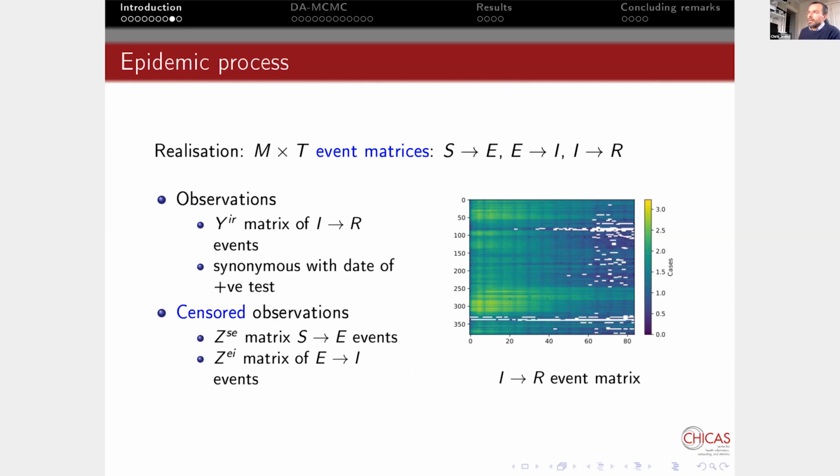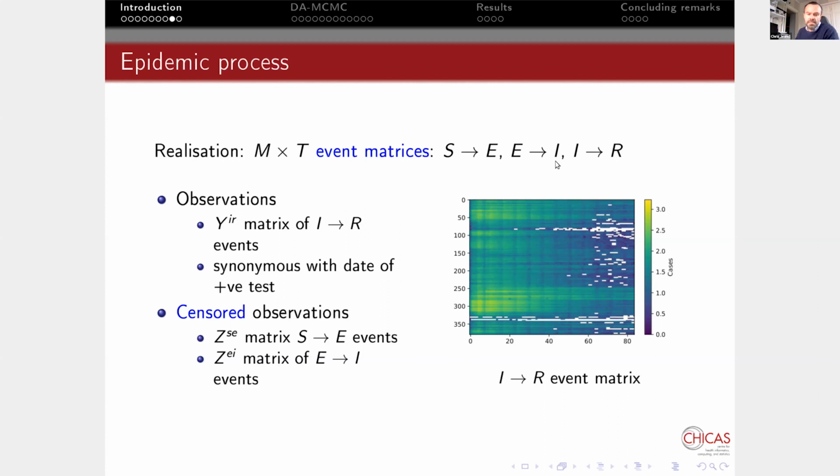Now, the issue with our epidemic process is that we have three state transitions. We have S to E, E to I, and I to R. And we're assuming that the only state transition we observe is I to R. Okay, so we have this green and yellow event matrix only for the I to R transition. And we regard then the actual infection event, so the S to E transition, as being censored, as well as the E to I, so the onset of infectiousness, being censored.